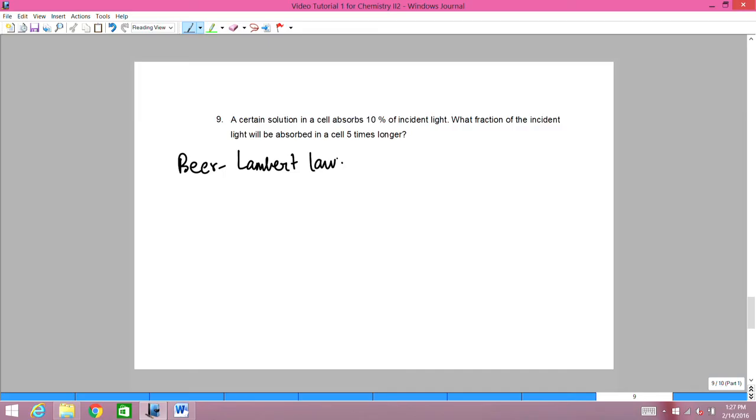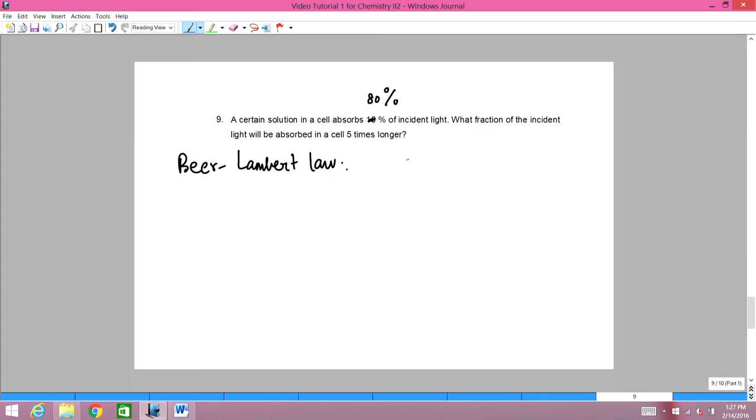A certain solution in a cell absorbs 10% of incident light. What fraction of the incident light will be absorbed in a cell 5 times longer? I think I changed that number from 10 to 80%, just to get some logarithmic ratios reasonable. Okay, 80% of incident light.